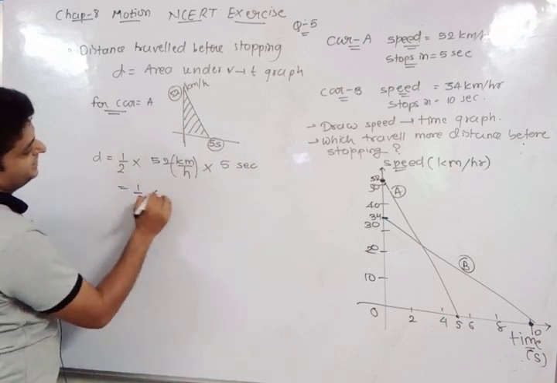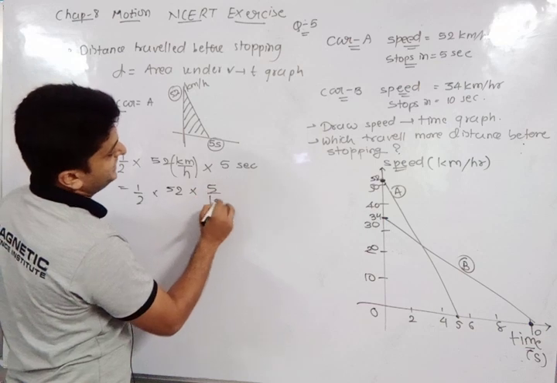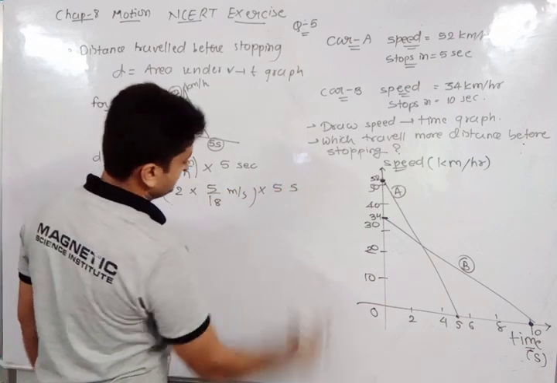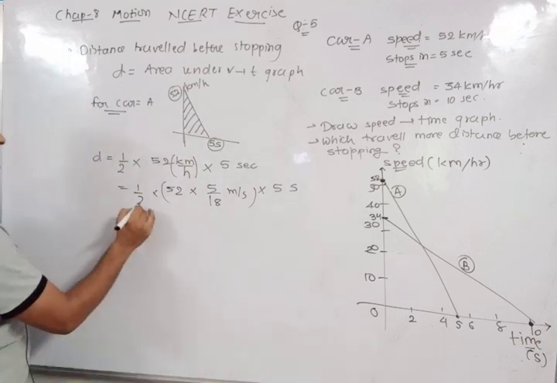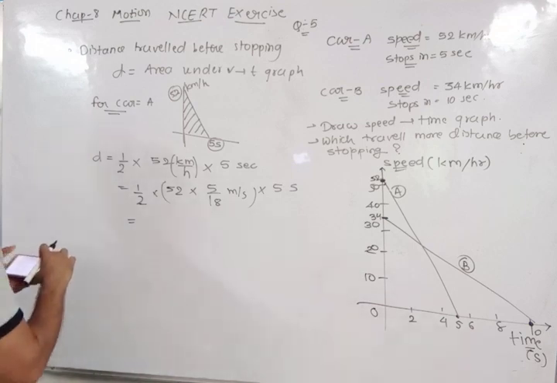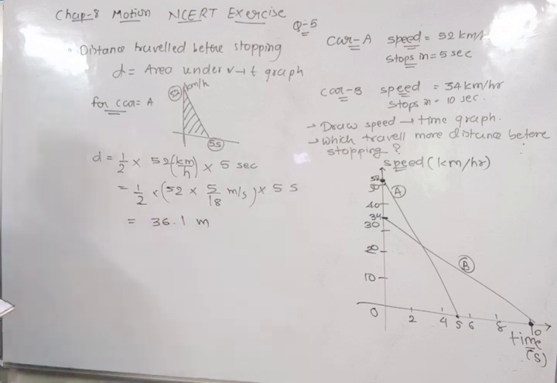Let's just convert it. Now you are well aware about kilometer per hour. If you multiply with 5 by 18, this will become meter per second, and this is also second. So you have to convert this kilometer per hour to meter per second. Now on solving this, what will you get? On solving this, you are going to get your answer as 36.1 meter.